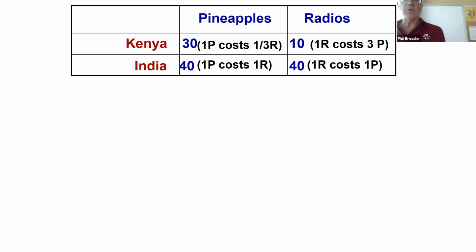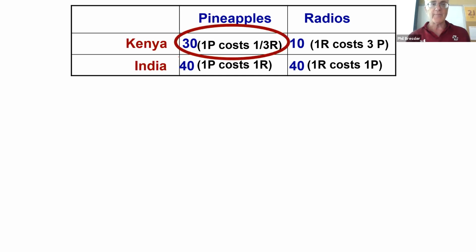Chris, would you know which country has the absolute advantage in pineapples? I think it would be India. Yes. And Chris, while I still have you, who has the absolute advantage in radios? Also India. Yes. All right. And all that is who can make the most pineapples, who can make the most radios. Good job there, Chris.